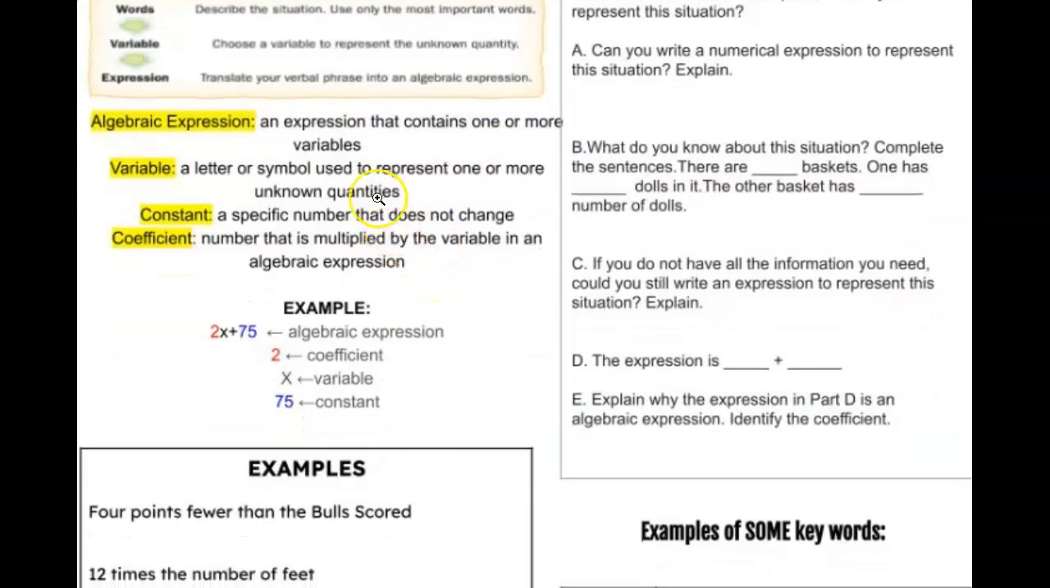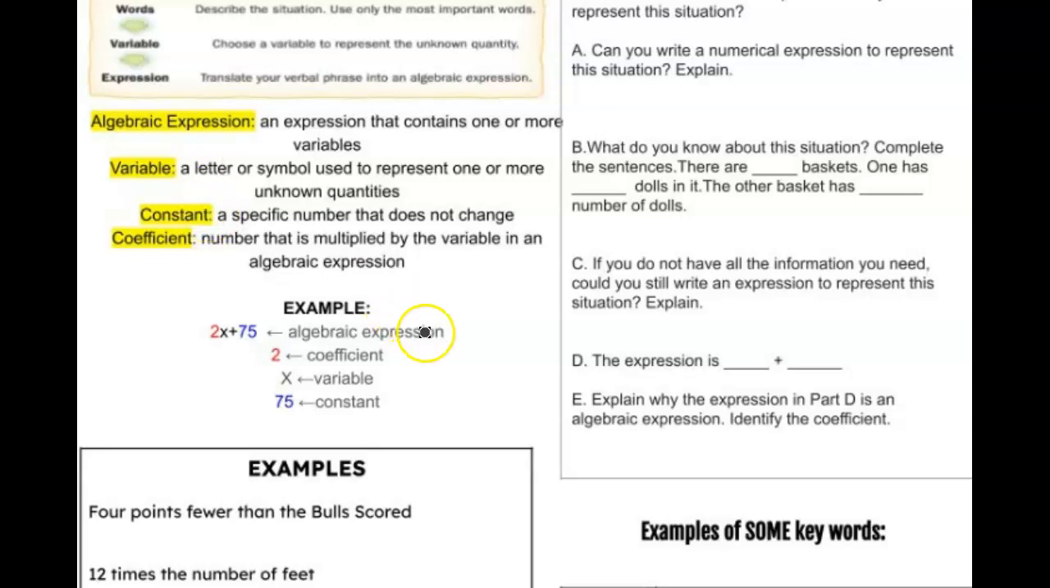I have several vocabulary words that we're going to be using. Algebraic expression is an expression that contains one or more variables. A variable is a letter or symbol used to represent one or more unknown quantities. A constant is a specific number that does not change. A coefficient is a number that is multiplied by the variable in an algebraic expression. I know I just threw a lot of new things out at you, but we are going to be talking about them, and by the time we're done, you're going to feel pretty good about them. So let's look at some examples.